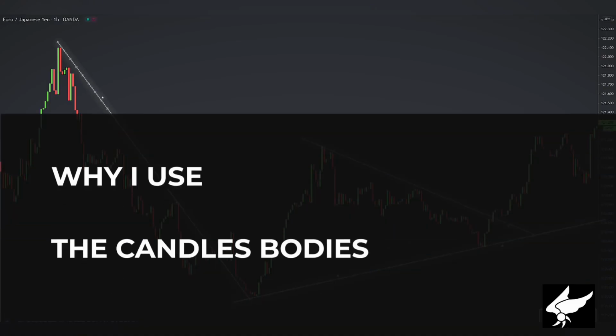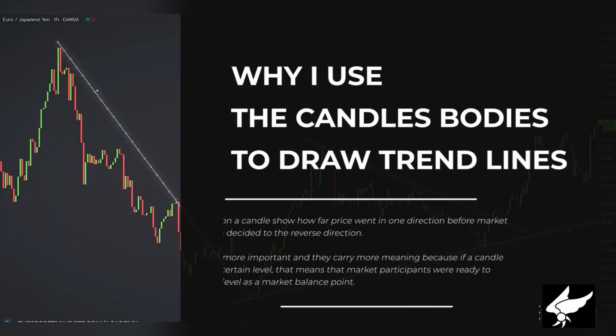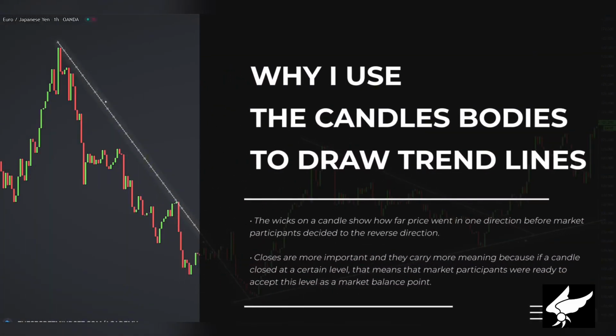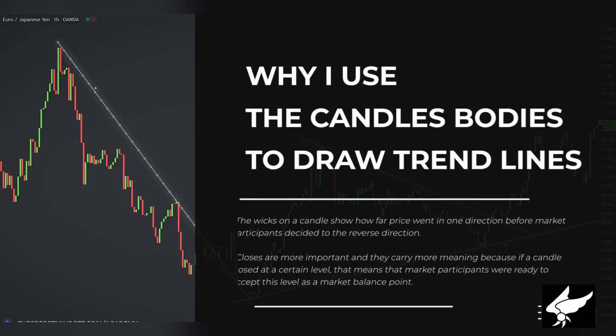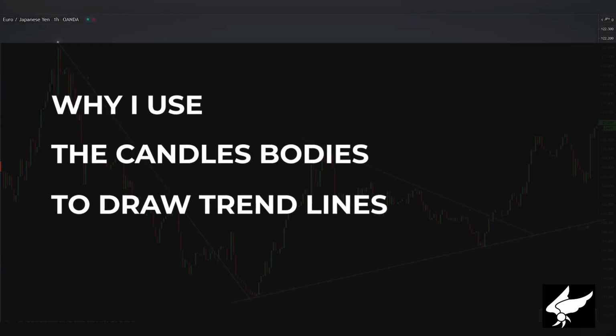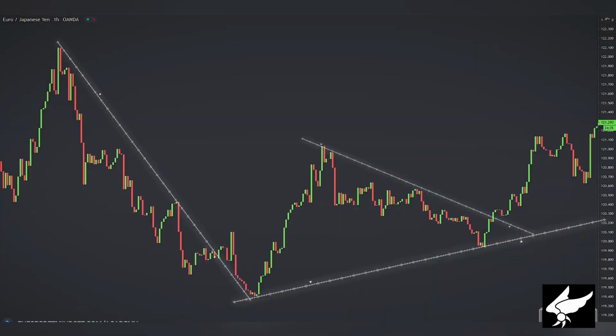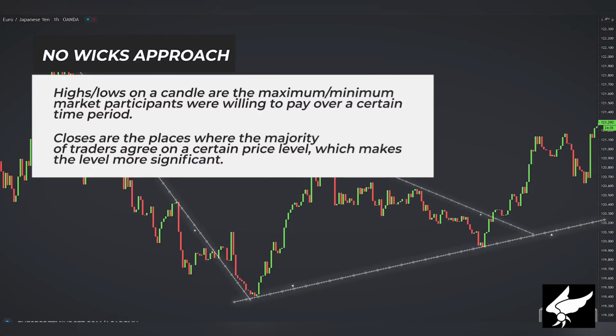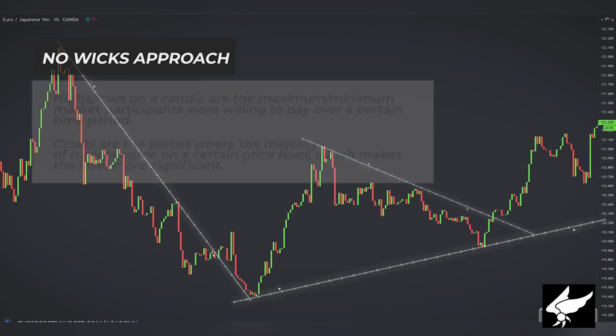The wicks on the candle show how far price went in one direction before market participants decided to reverse direction. In my opinion, closes are more important and they carry more meaning. If a candle closed at a certain level, that means that market participants were ready to accept this level as a market balance point. Highs and lows on a candle are the maximum and minimum they were willing to pay over a certain time period. Thus, closes are the places where the majority of traders agree on a certain price level, which makes the level more significant.